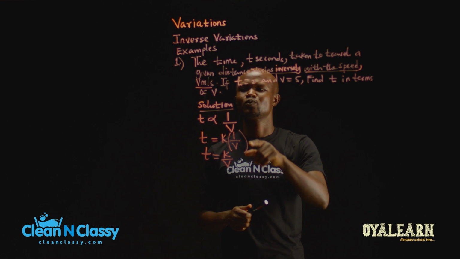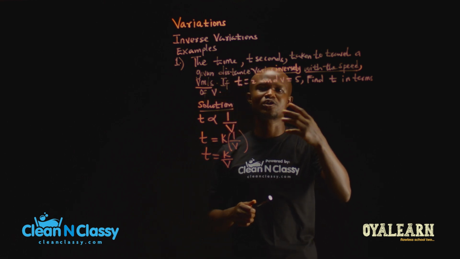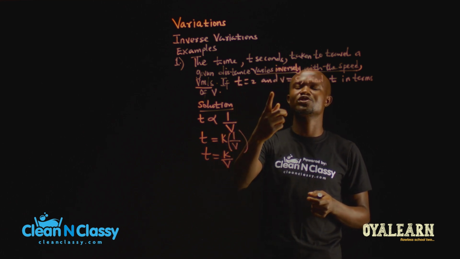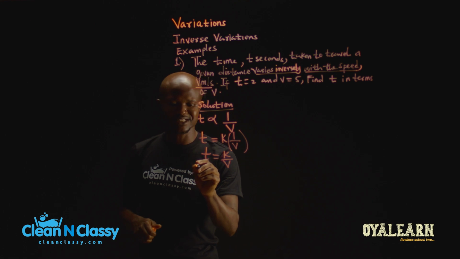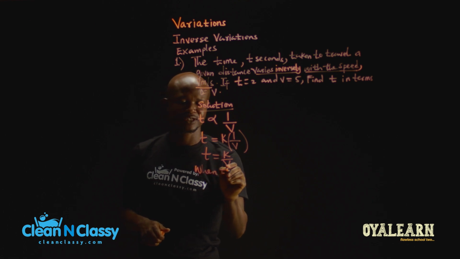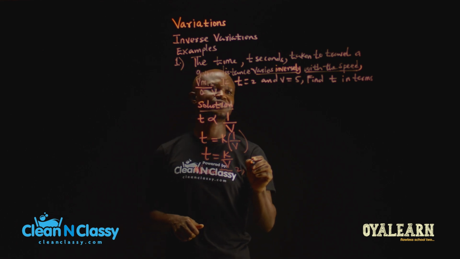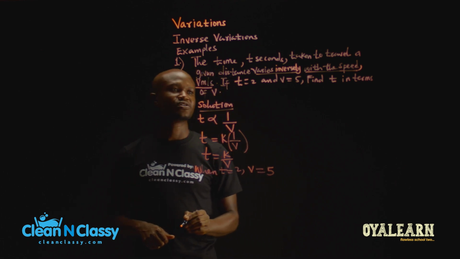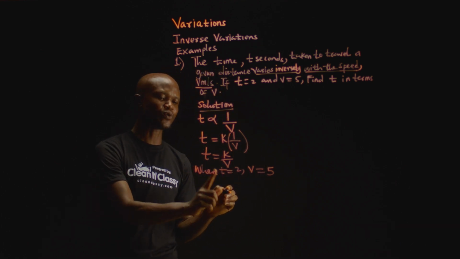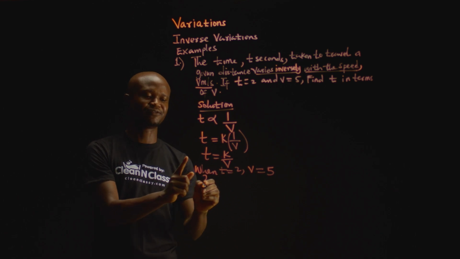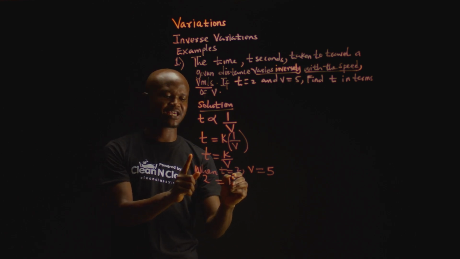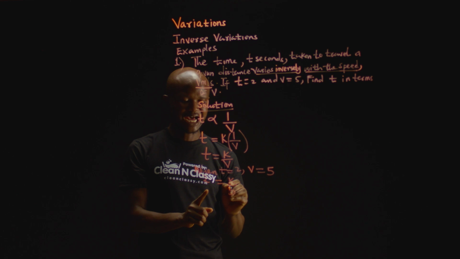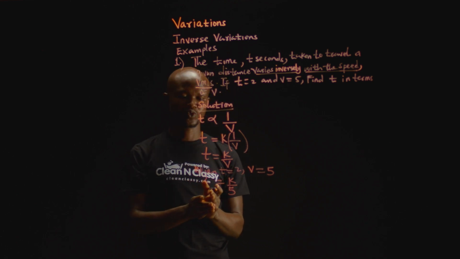So from here, we go to the second statement. If t equals 2 and v equals 5, it means that when t is equal to 2, the value of v is 5. Anywhere we see t, we put in the value of 2, and anywhere we see v, we put in 5. How do we find k from here? What do we need to do?